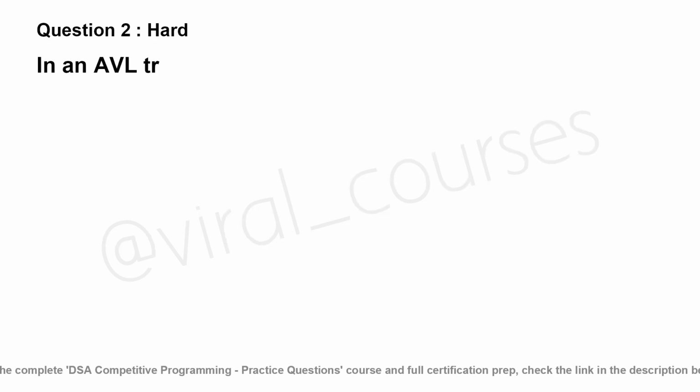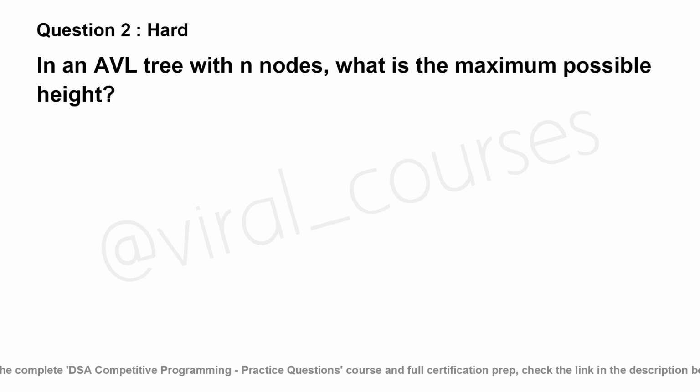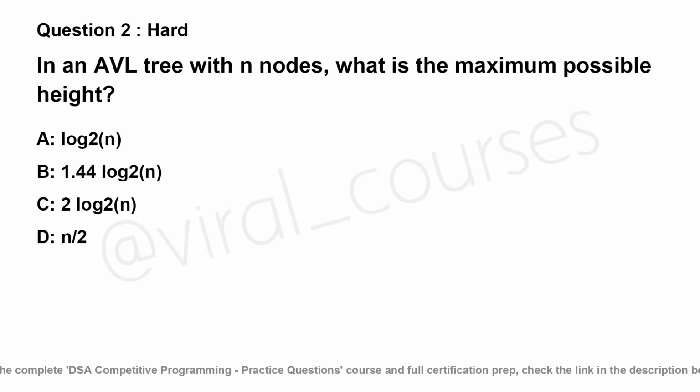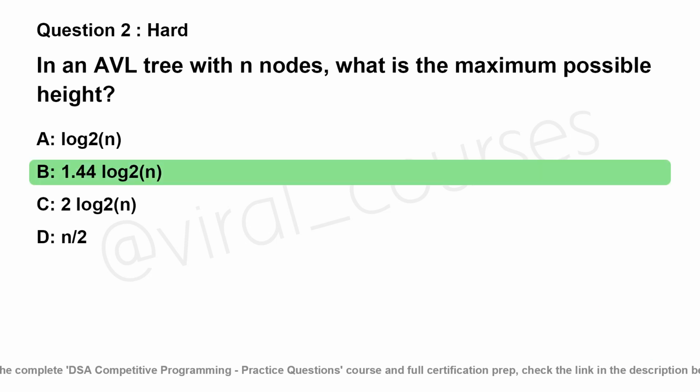In an AVL tree with n nodes, what is the maximum possible height? Option A, log base 2 of n. Option B, 1.44 log base 2 of n. Option C, 2 log base 2 of n. Option D, n over 2. The correct answer is B.